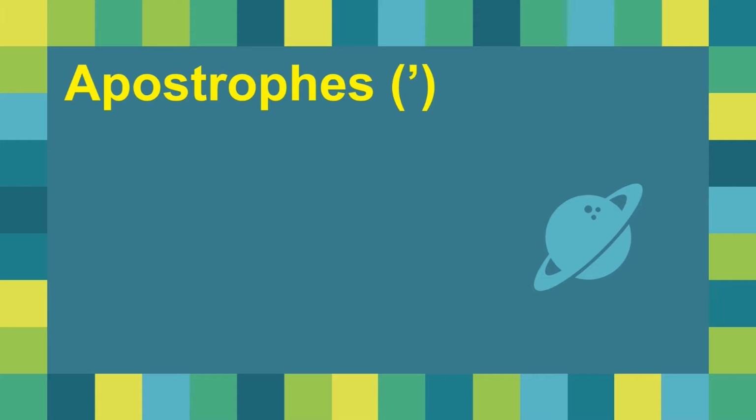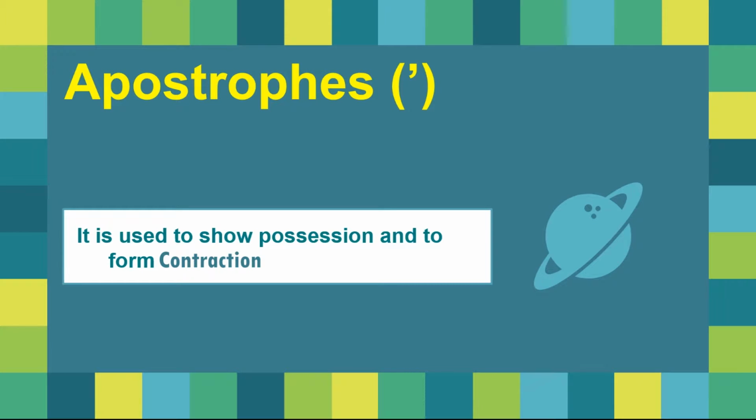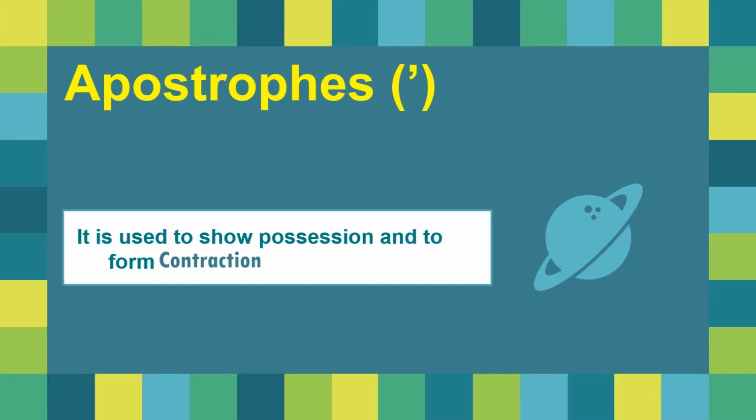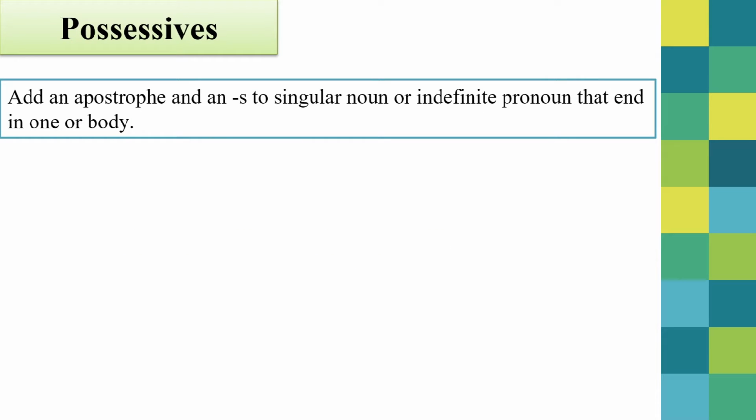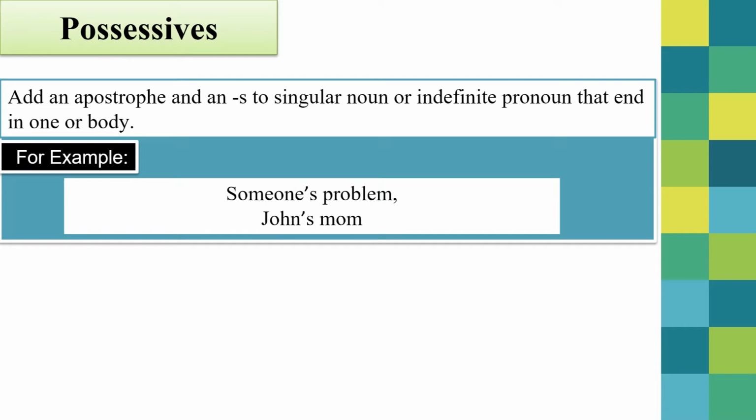Our next sign is the apostrophe. It is used to show possession and to form contractions. Let's have a look and understand with the help of an example. Firstly, add an apostrophe and an s to a singular noun or indefinite pronoun that ends in one or body. For example, someone's problem, John's mother.